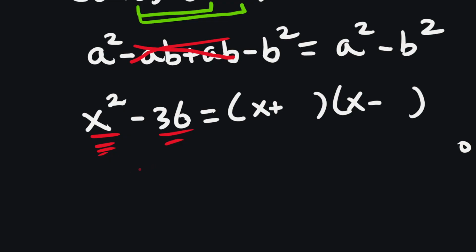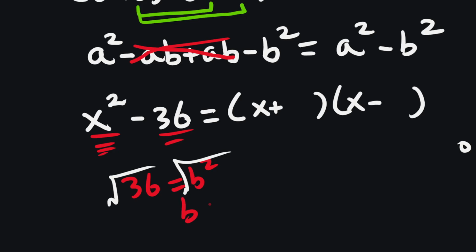Well, this 36 is b squared. So what's b? Well, we can take the square root of both sides. And b is the square root of 36, which is 6. So we would put the 6 here in place of the b. X plus 6, x minus 6 equals x squared minus 36. So that's how a difference of two squares works.